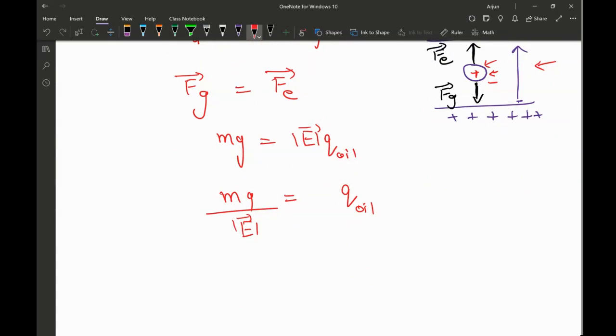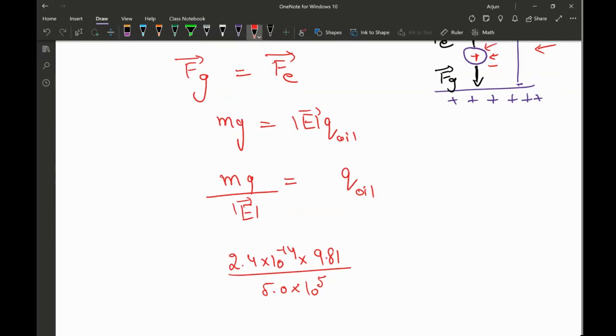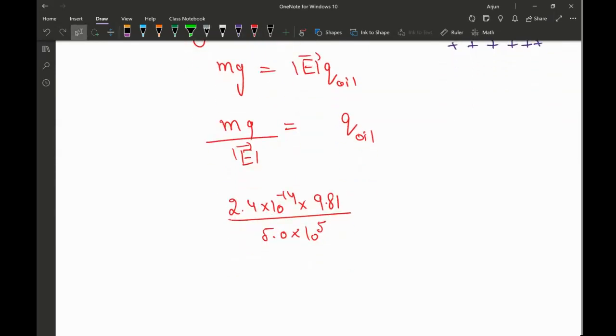This will be 2.4 times 10 raised to the power negative 14 multiplied by 9.81, divided by the E value, which is 5.0 times 10 raised to the power 5. I'm going to give you the approximate calculation because I don't have my calculator in front of me. I'm just doing it using my phone. Divide this by 5. This comes out to be approximately 4.7 times 10 raised to the power negative 19. That's the number I got, Q of the oil droplet.